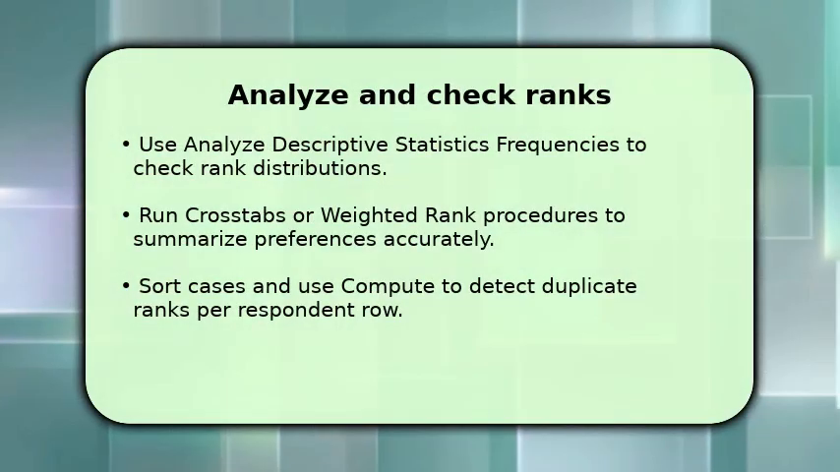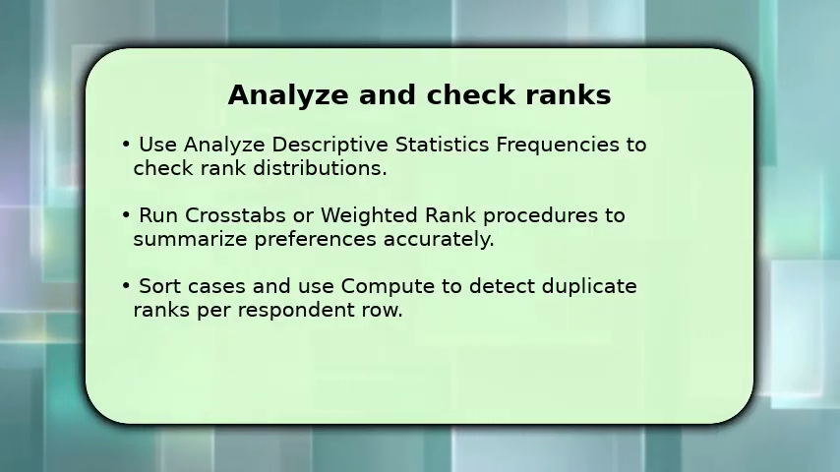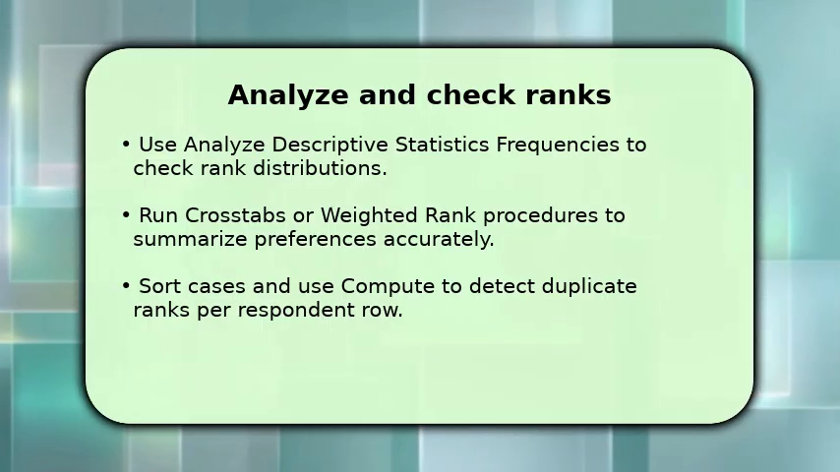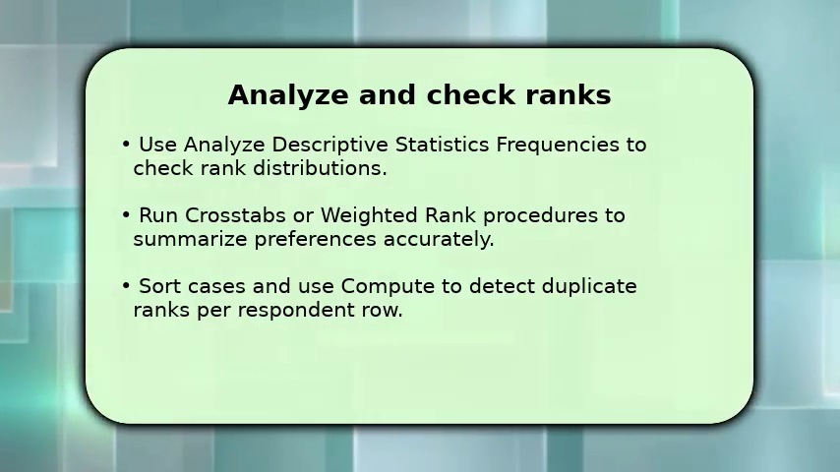Use Analyze, then Descriptive Statistics, then Frequencies to check rank distributions for each item. Run crosstabs or non-parametric tests to compare ranks across groups when needed.